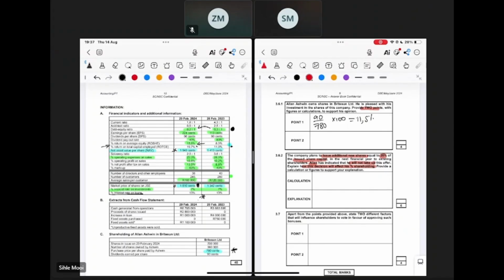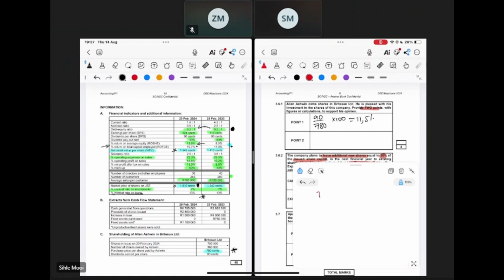So 20%. So how many shares are in issue? 700,000. So the new share issue will be 700,000 times 20%, which will give us 140,000 shares. So new shares will be 140,000. After this, that means there'll be 700,000 shares plus 140,000, which will give us 840,000 shares. So this is how many shares will be in issue.